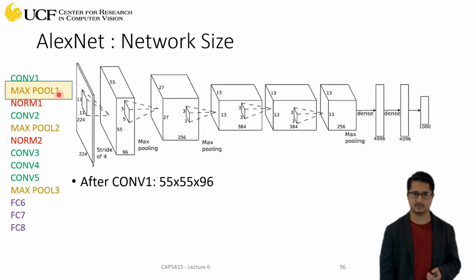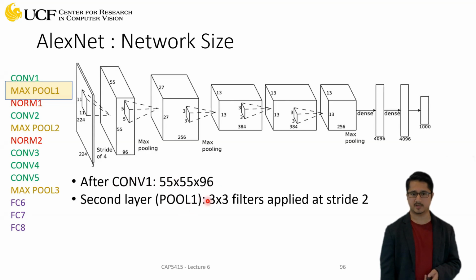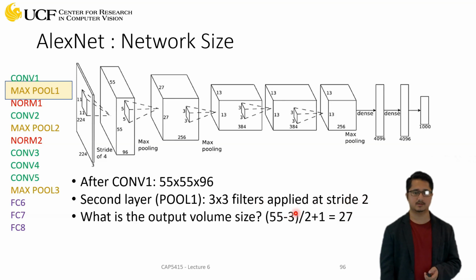Now let's move on to the next layer, which is the max pooling layer here. After conv1, you were getting 55 cross 96. After that, we have this max pooling layer where the filter size was 3 cross 3, and this was applied at a stride of 2. And again, if you apply the same formula here, that will give you the size of the output activation map, which is 27. All right, so that's how you get 27 cross 27. And the depth of the output will be 96. In fact, the output of the max pooling is not shown here. Okay, so the output will be 27 cross 27 and then 96.